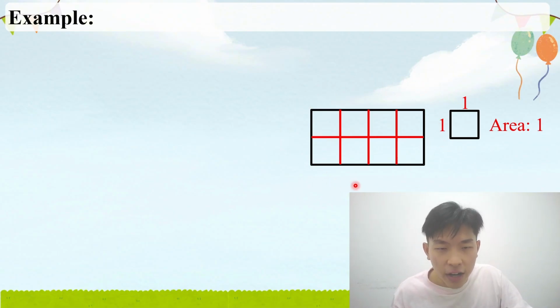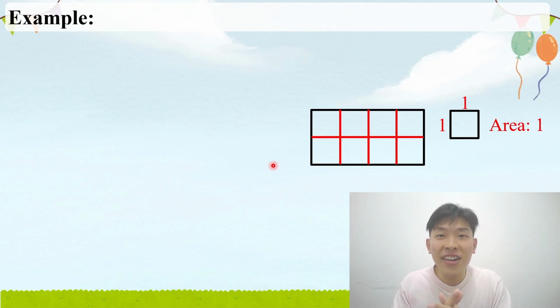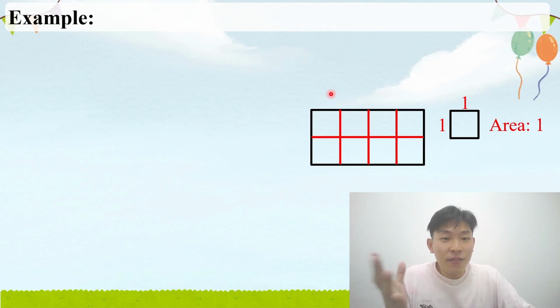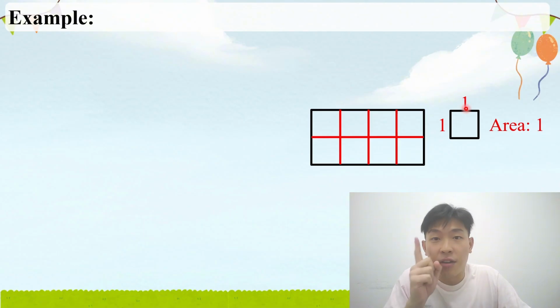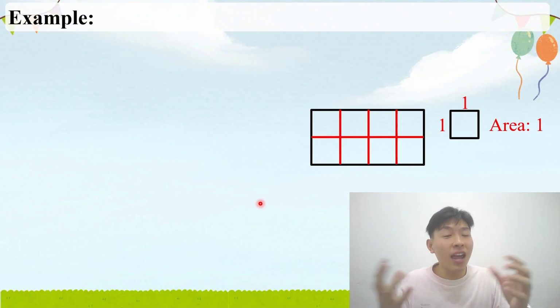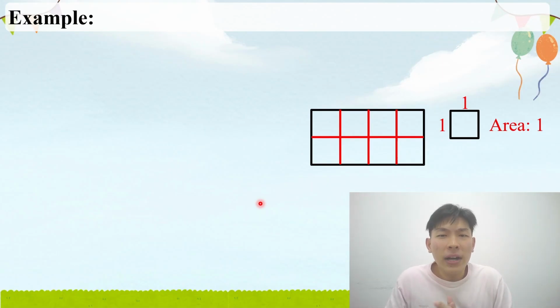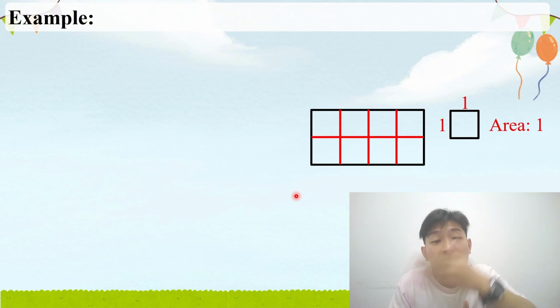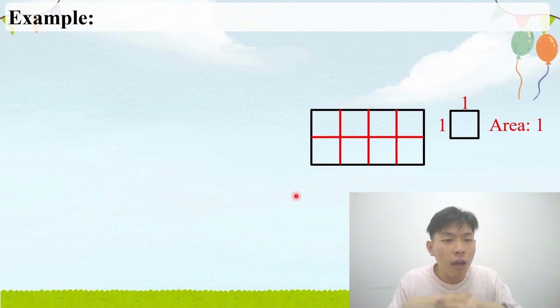Very good. Yes, it is 8. One square has area 1. So I have 1, 2, 3, 4, 5, 6, 7, 8. 8 squares. So the area is 8. But now, this is a very small rectangle. So it's very easy for us to divide and cut it into very small squares of size 1.